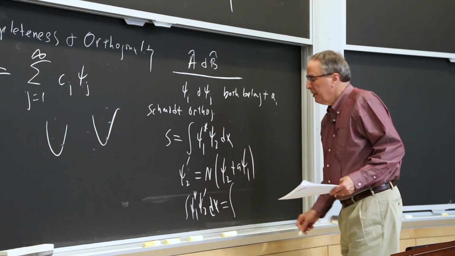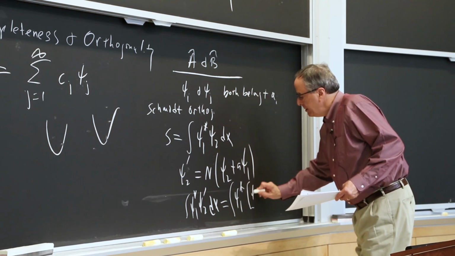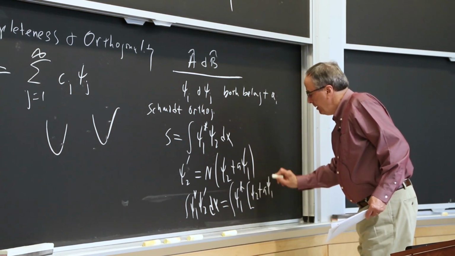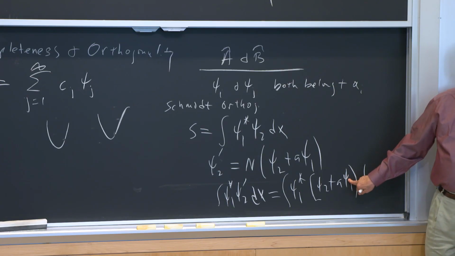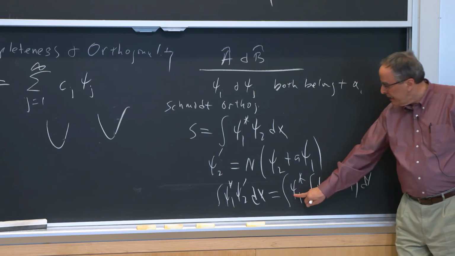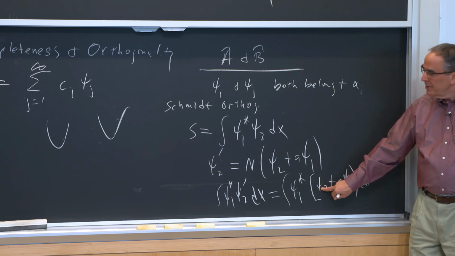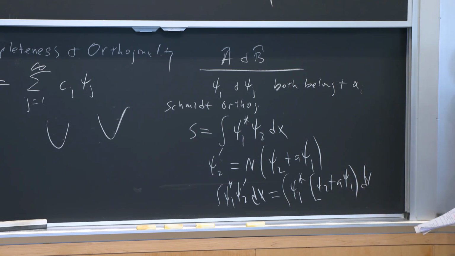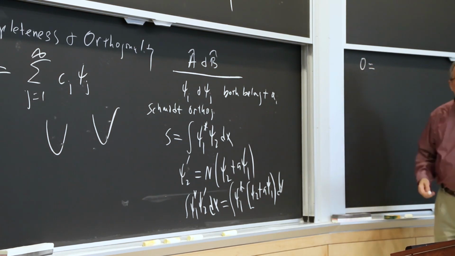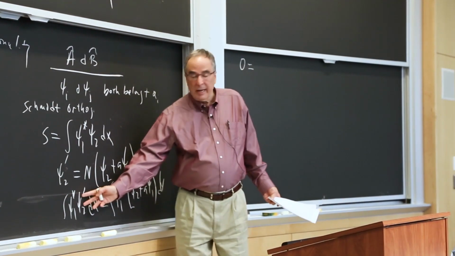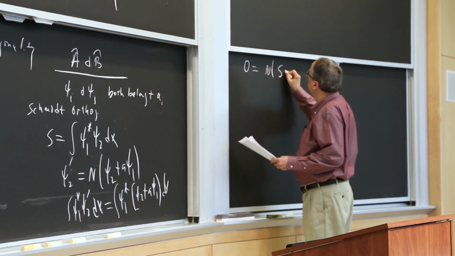And so we have the integral, and we have psi1 star times (psi2 plus a psi1) dx. Psi1 on psi1 gives 1. So we get an a, and psi1 star times psi2 gives S. So this integral, which is supposed to be 0, because we want psi1 to be orthogonal to psi2 prime, is going to be N times (S plus a).